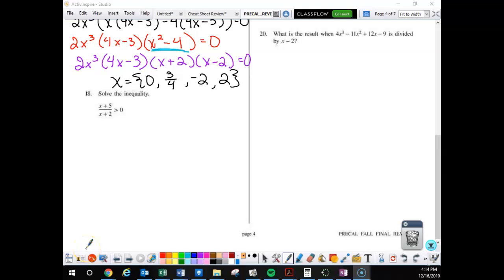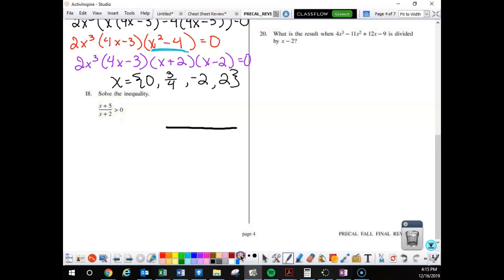All right, number 18, solve the inequality. So in order to solve this, we want to do a sign chart because I want to know when it's greater than 0 or when it's positive, okay? So I'm going to make a sign chart, and I have to figure out, since this is a rational function, I have to check two things.